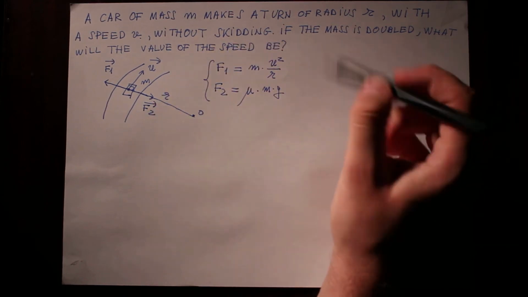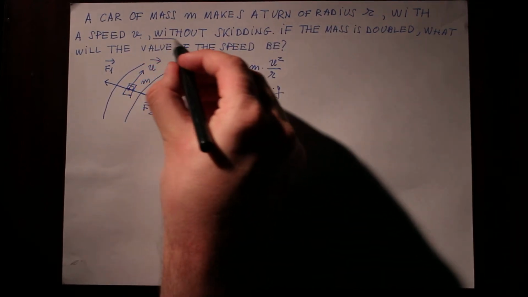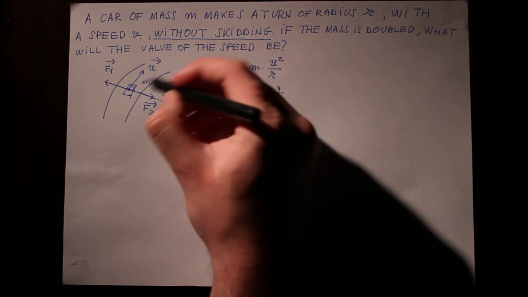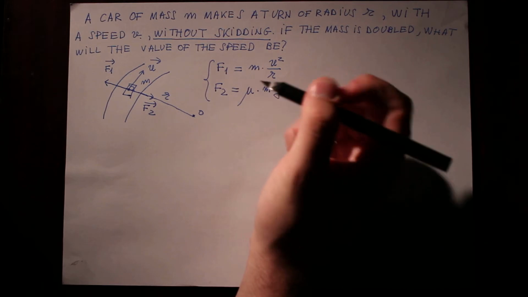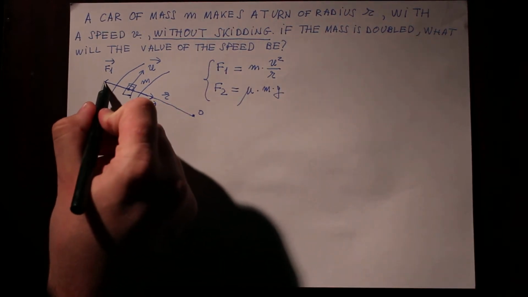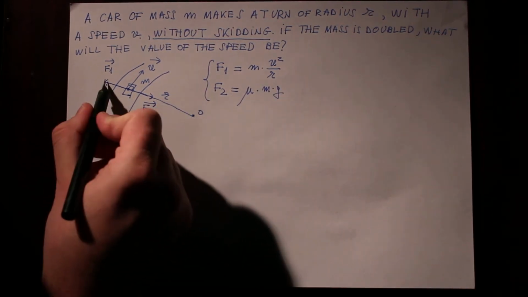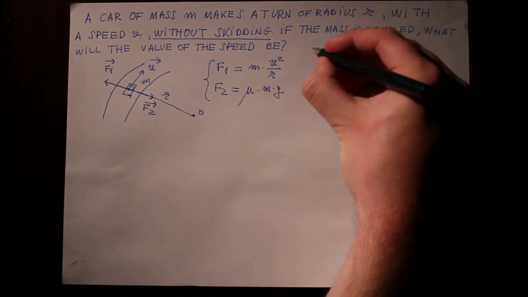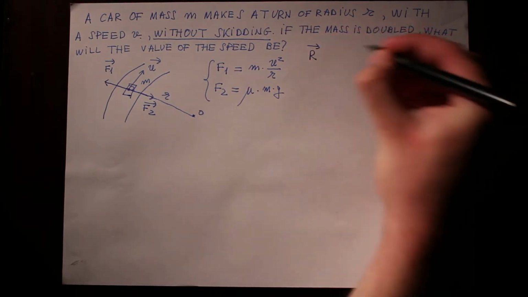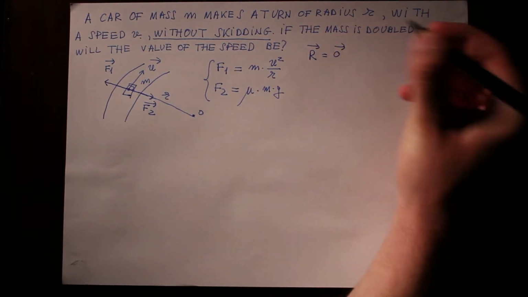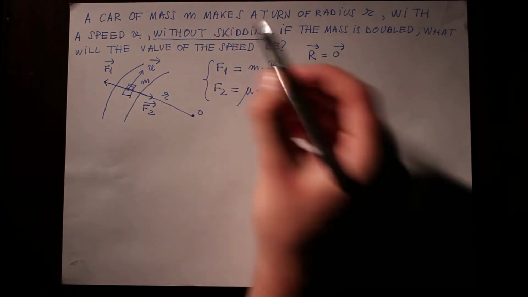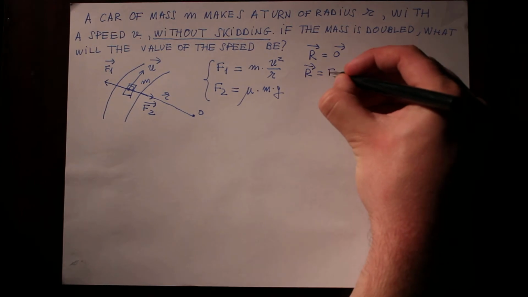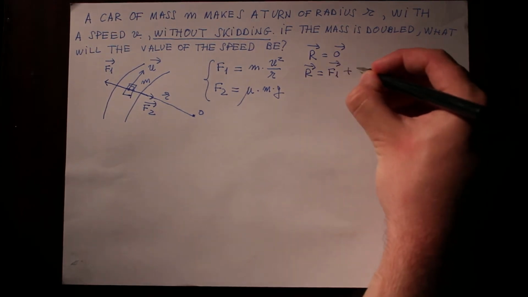And so we are going to go back to the rubric and just highlight this bit here. Now the phrase without skidding means that the car is in dynamic equilibrium. In other words, the resultant force acting in this direction here is 0, and so R is a vector and is equal to 0 because the car does not skid. And we also know that R is the sum of these two vectors that we've just talked about, F sub 1 plus F sub 2.